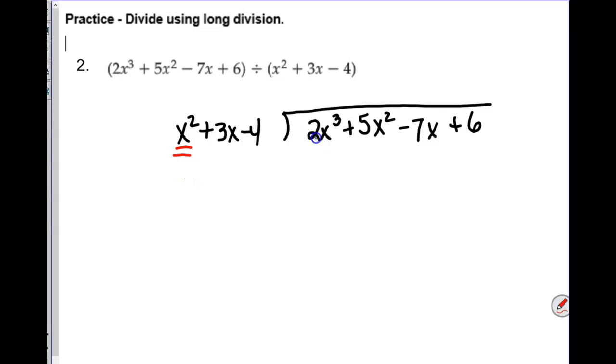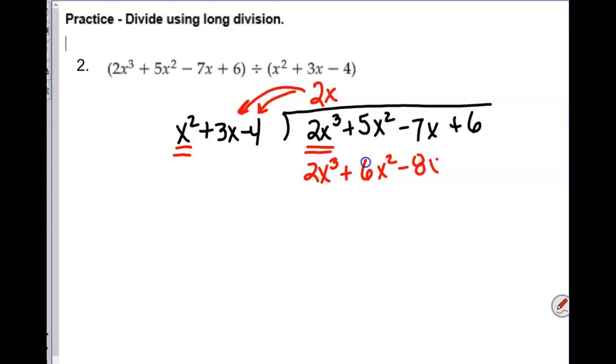X squared to become a positive 2x cubed needed to multiply by a what? Just a 2 and an x. Did everybody get the first one right? So that 2x times x squared would be 2x cubed. But then what do I get? I got to distribute this to all of that.